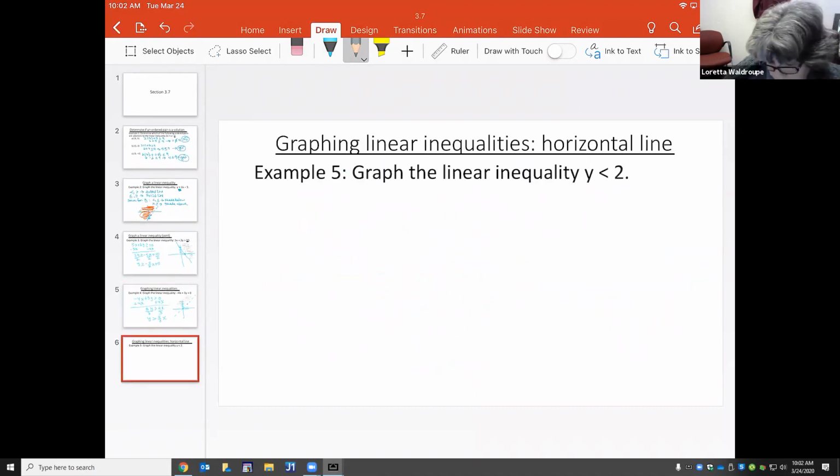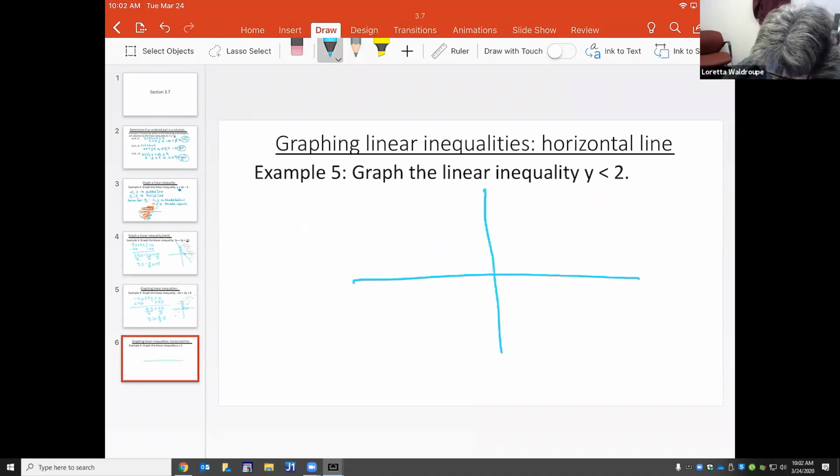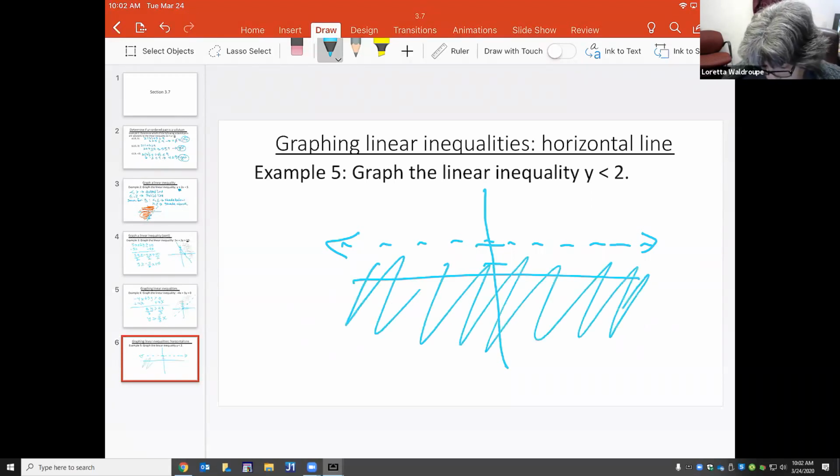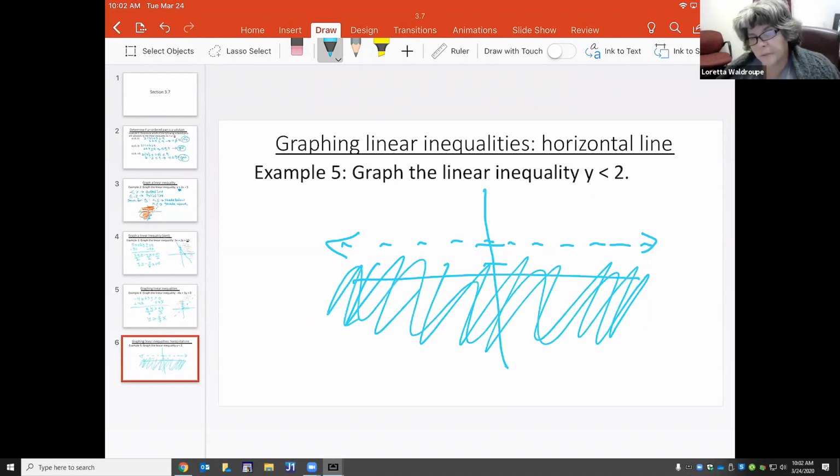Now, y is less than 2, remember, is a horizontal line. It's not equal, so it's going to be dotted at y equals 2. It's less than, there's not above and below sometimes on the vertical line, but on the horizontal, less than is below. On a vertical line, it's going to be right or left. Right if it's greater than, left if it's smaller than.